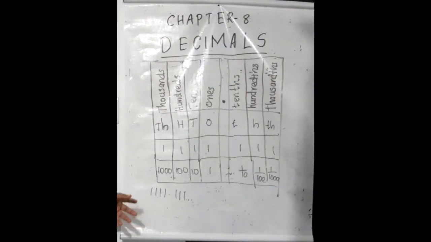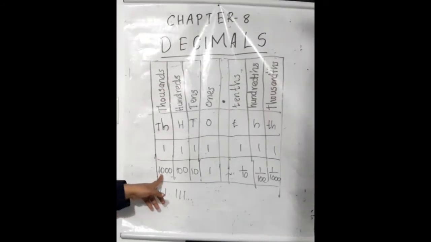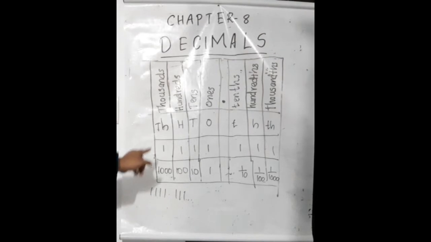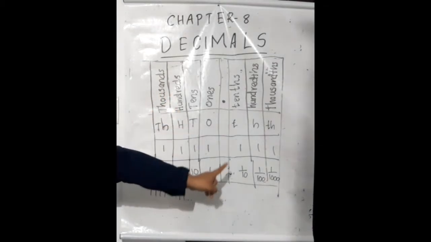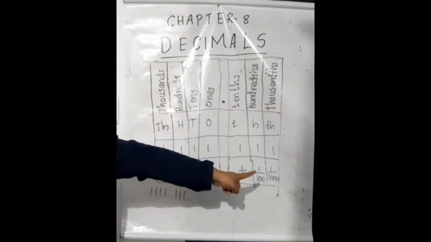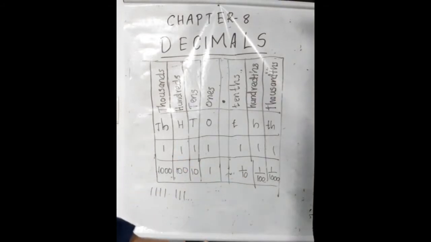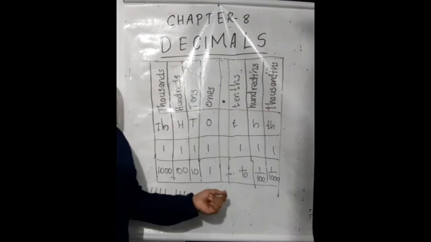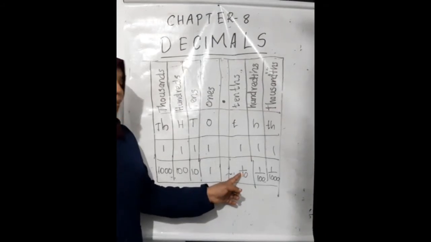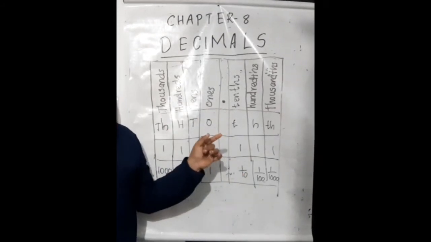So the place value of 1 in the thousands place is 1000, in the hundreds place is 100, in the tens place is 10, in the ones place is 1, in the tenths place is 1/10, in the hundredths place is 1/100, and in the thousandths place is 1/1000. And while we represented them on the number line, we mentioned 1/10 as 0.1.